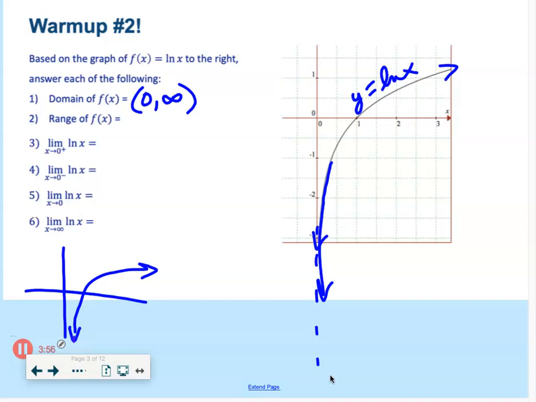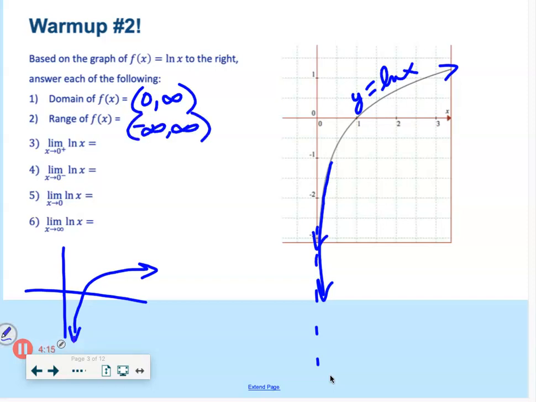Does that make sense? So logs will get to infinity. They just take a really long time to get there. But they'll get there. They're slow and steady. Okay. So the range, all that being said, the range is negative infinity to infinity.